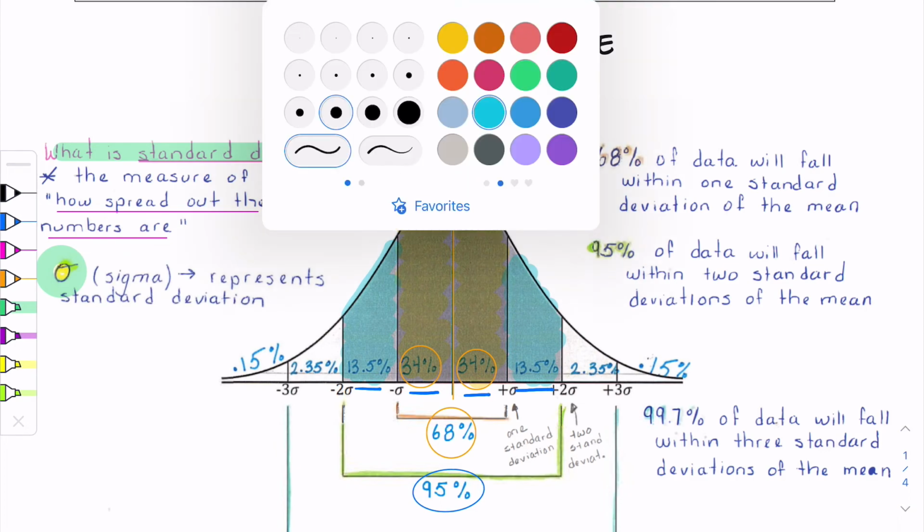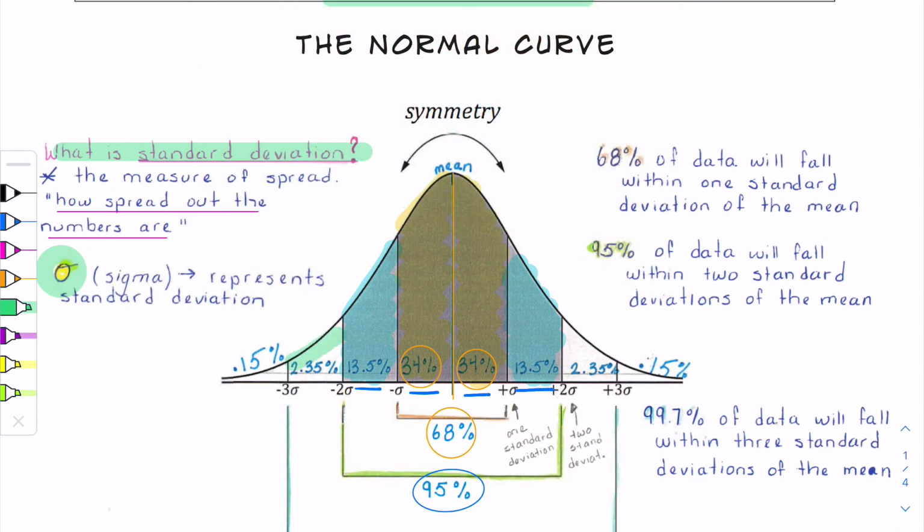After that, we're going to take a look at the next column on each side, which represents 2.35% of the data. So if we have 2.35% plus 13.5 plus 34 plus 34 plus 13.5 plus 2.35, this is representing 99.7% of the data. And that's saying 99.7% of the data is within three standard deviations of the mean.